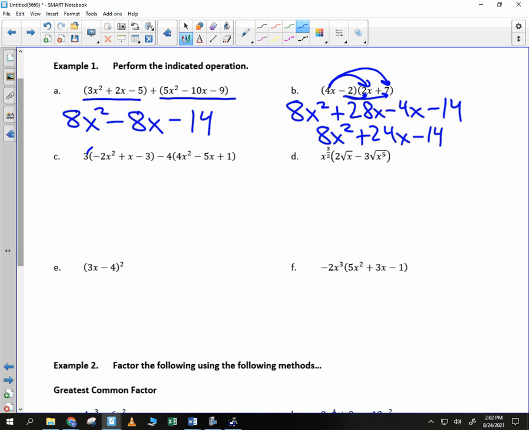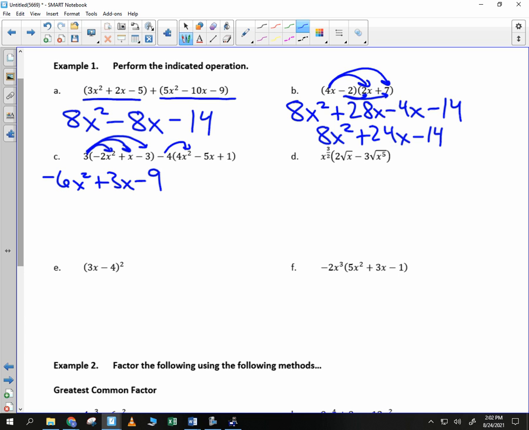Distribute the 3. Good. So I'm going to distribute the 3 through, and get negative 6x squared plus 3x minus 9. What do you distribute for the next part? You distribute the negative as well. The subtraction sign counts as a negative.